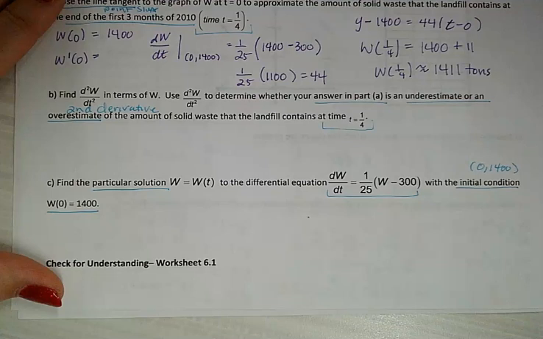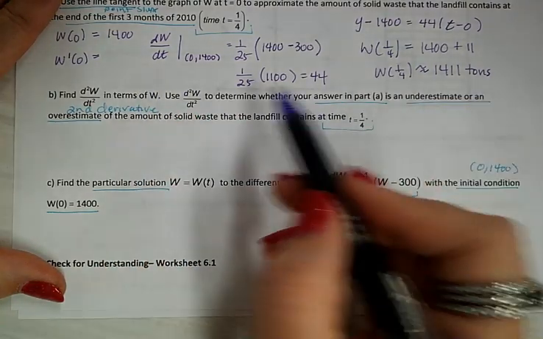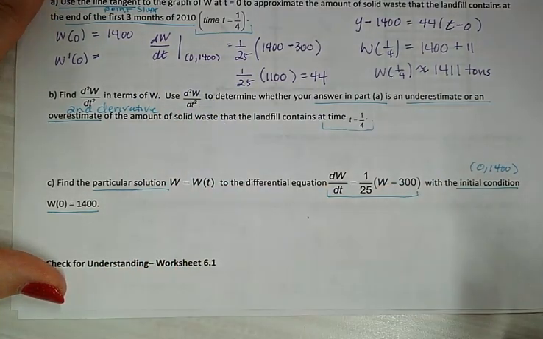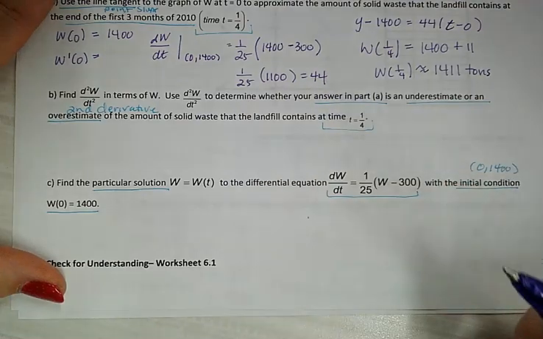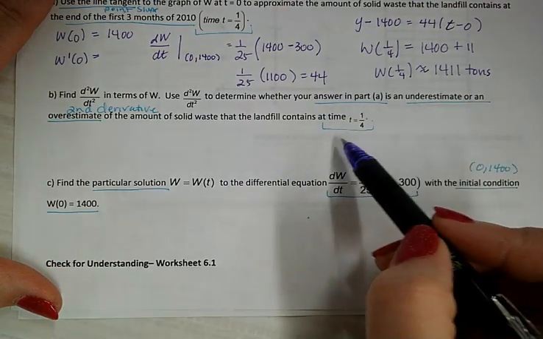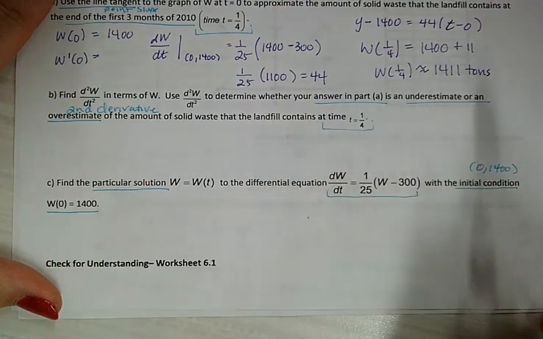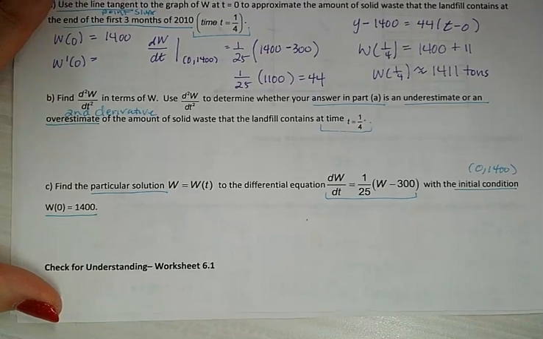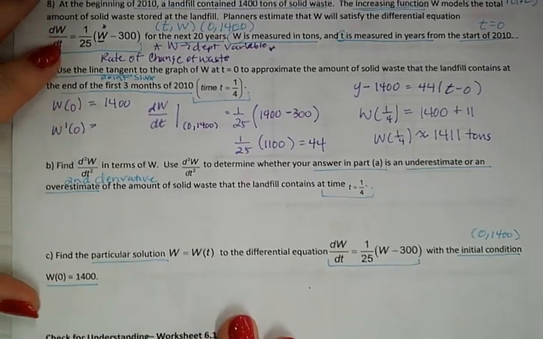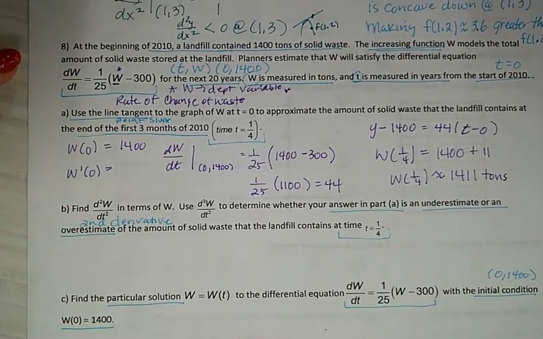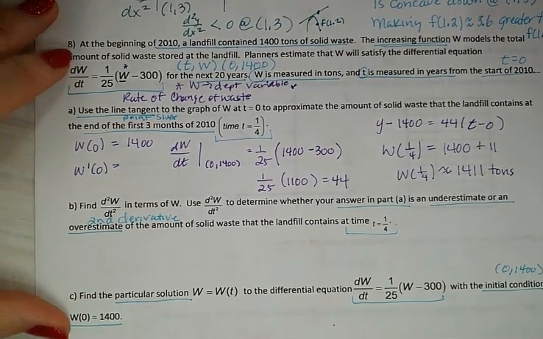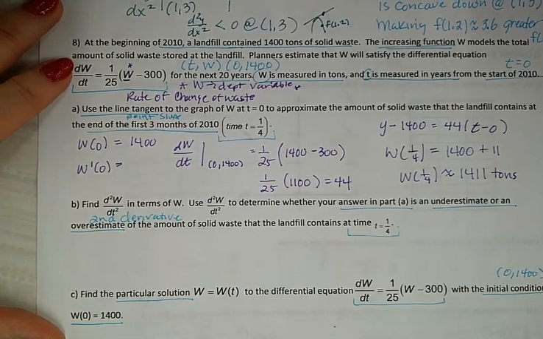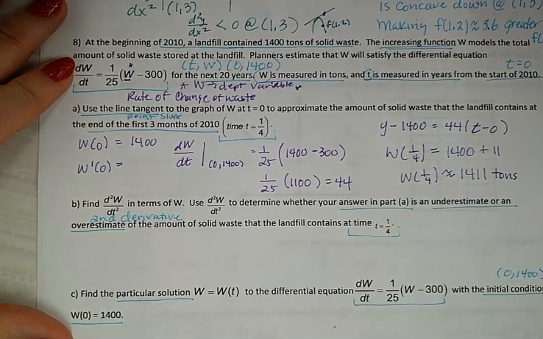All right, so what are we given in B? We're given that in this case they gave us time at 1/4, but we're not given the second derivative equation, so we're going to have to find it. In order to find the second derivative, we're going to have to go up here and find the derivative of the first derivative to be our second derivative.